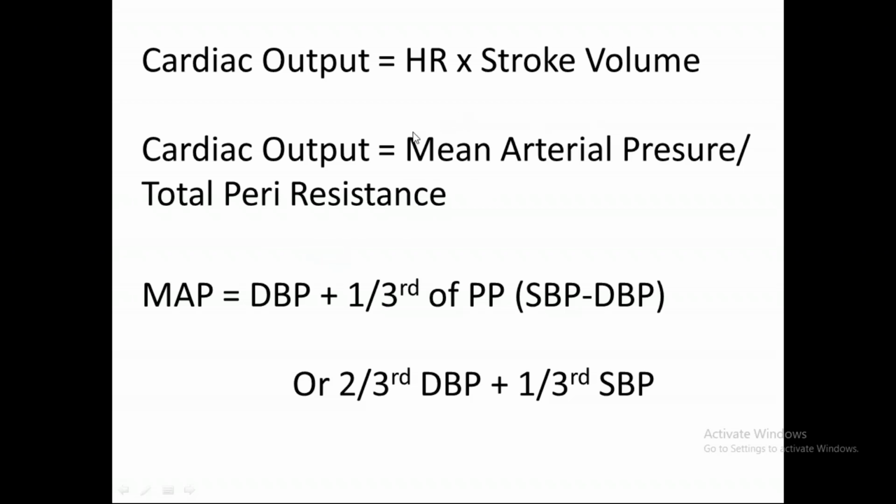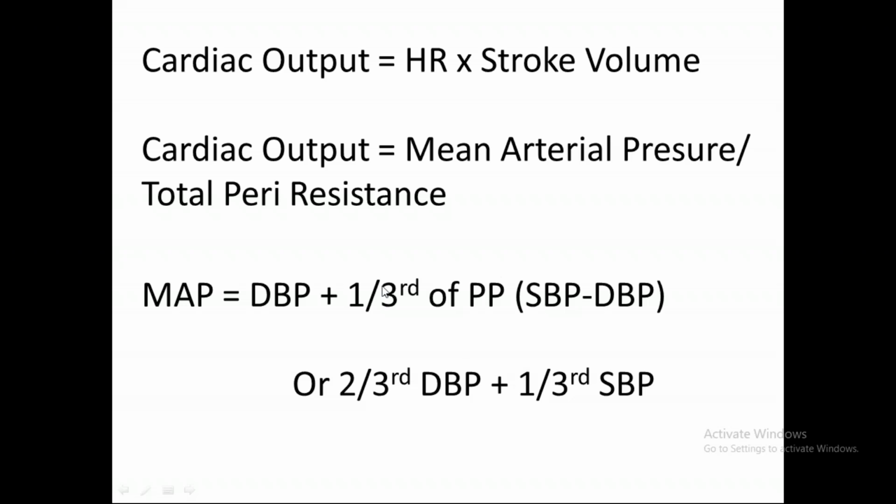What is mean arterial pressure? The mean arterial pressure is the diastolic blood pressure plus 1/3 of the pulse pressure, and the pulse pressure in turn is the systolic blood pressure minus the diastolic blood pressure. So this can also be written as 2/3 of the diastolic blood pressure plus 1/3 of the systolic blood pressure. Very clearly, as you can see, the mean arterial pressure depends more on the diastolic blood pressure than the systolic blood pressure.